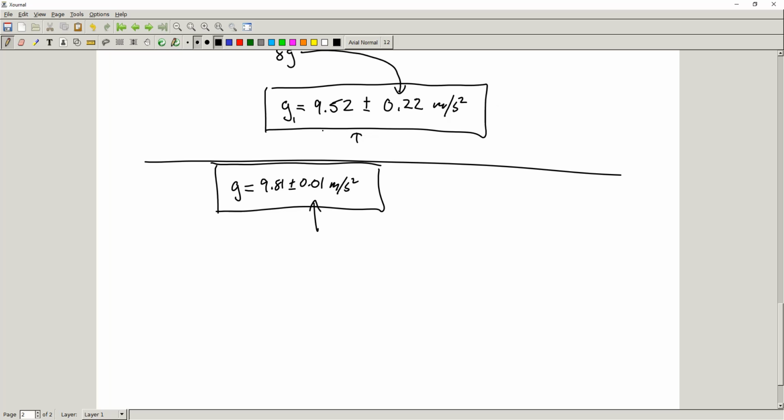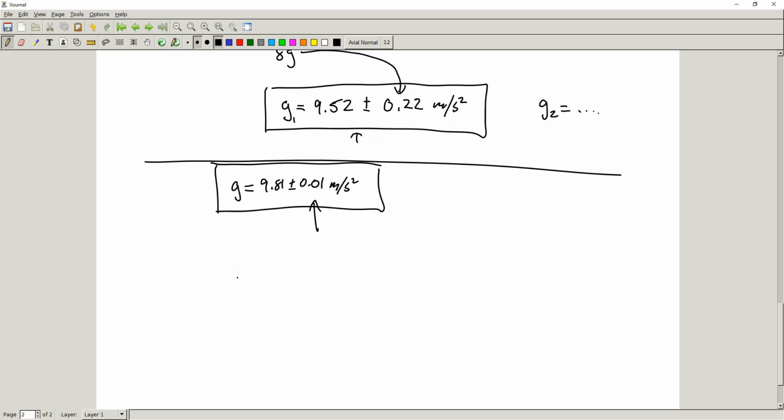You would definitely mention G1. You would also mention whatever your G2 was, some value, and then you want to make some comment about whether or not they agree with an experimental uncertainty to whatever it is you're comparing to. So in this case, to the known value of G. So let's just do G1 compared to G here.